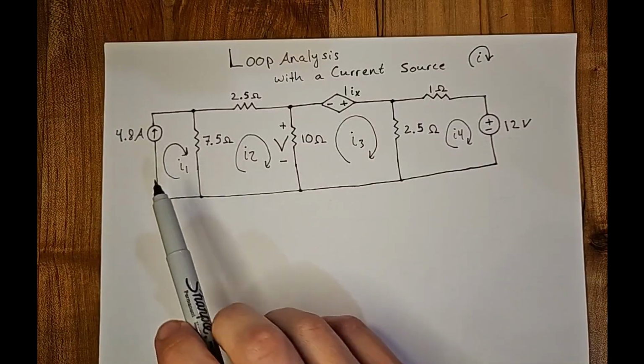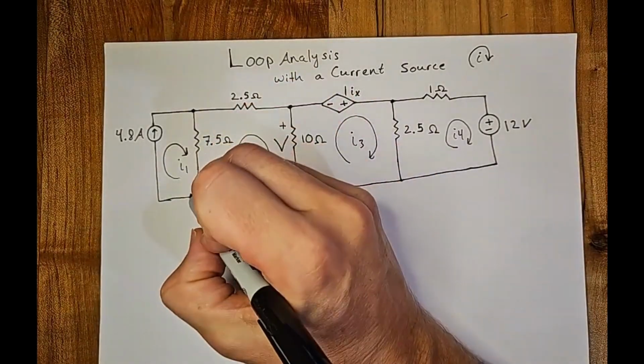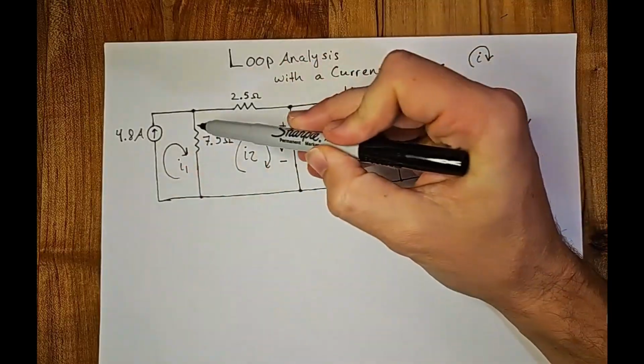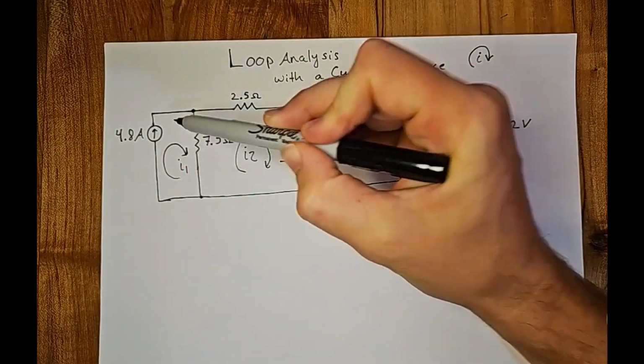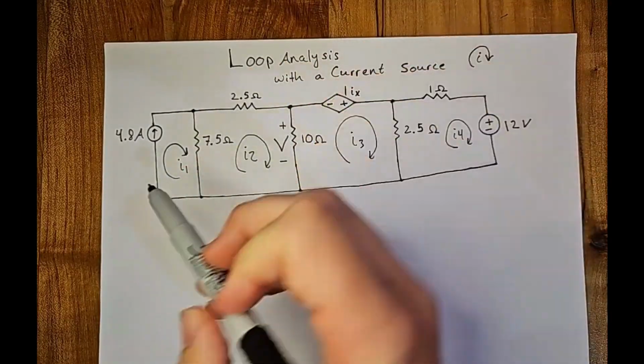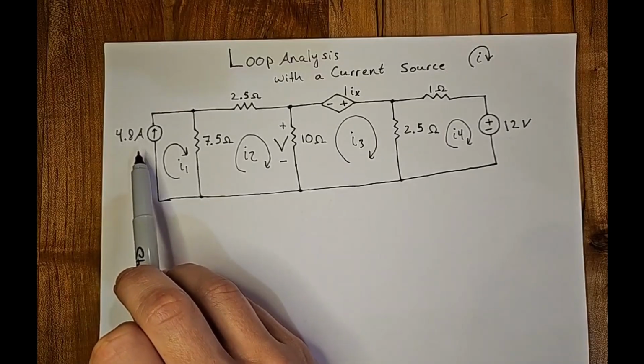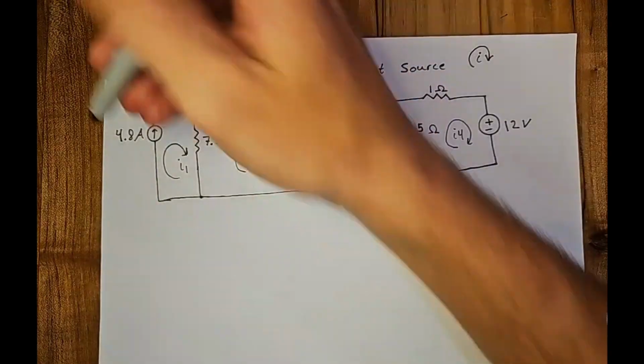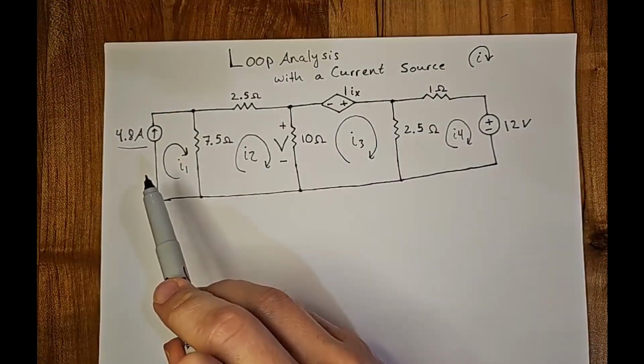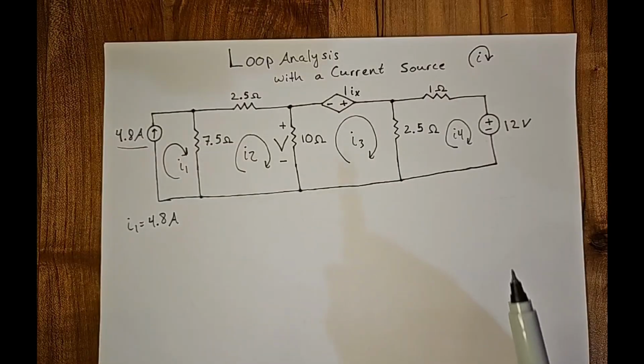So first, let's evaluate I1. I1 is the current in these wires. This wire is going to share I1 coming down and I2 going up. But we already know, because we have this 4.8 amp source, I1 equals 4.8 amps. All right, we're partway there.